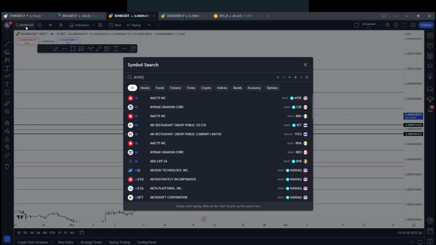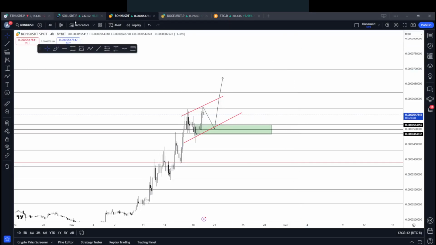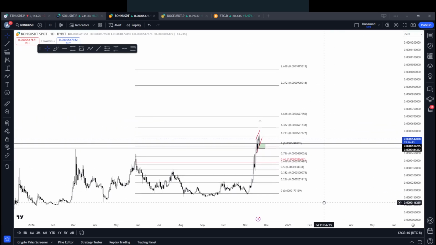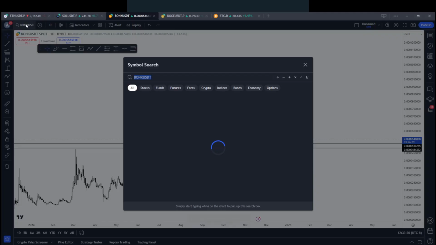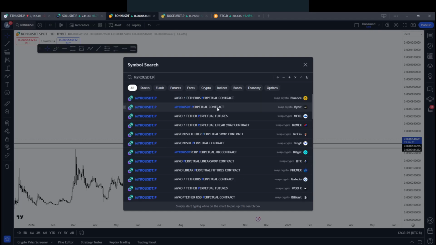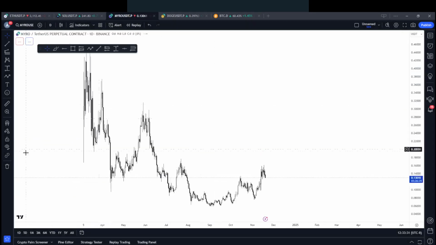Myro. Oh wait, sorry. Before I do that, here are possible fib targets. I love how every single coin suggestion is a meme coin. That's what we've come to. That is what we've come to.